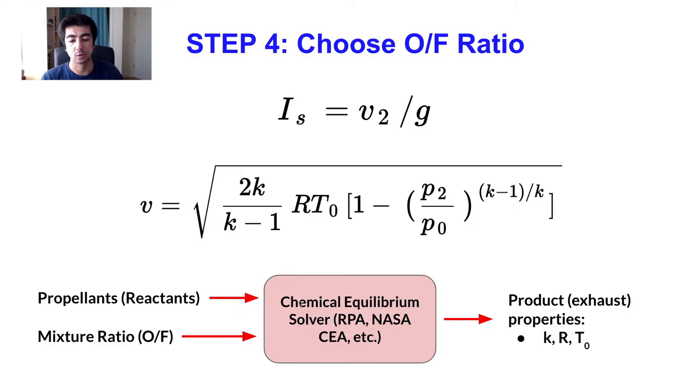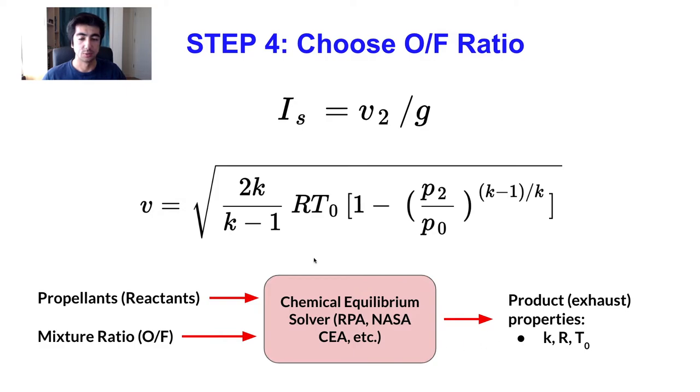If you just look up chemical equilibrium solver, these are things that take in your different chemicals and then tell you a lot about the reactions occurring, like the energy released and all these other properties. So what you'll do is pass in the propellants, which in our case are liquid oxygen and propane, and the actual mixture ratio, the OF ratio. And what that'll tell you is everything about that particular reaction.